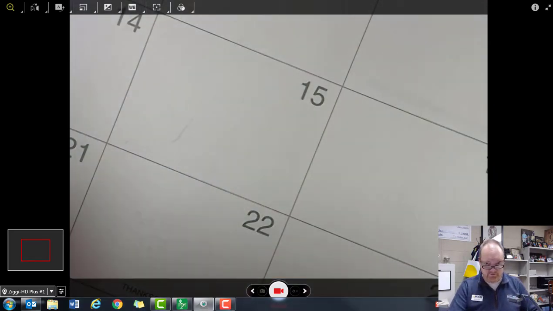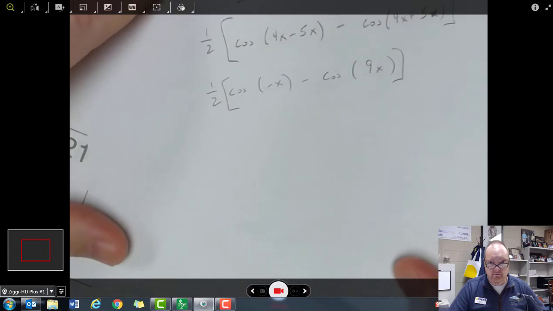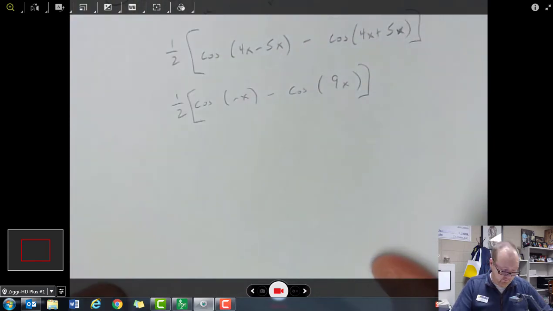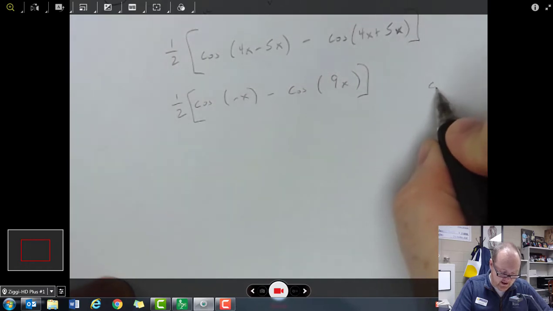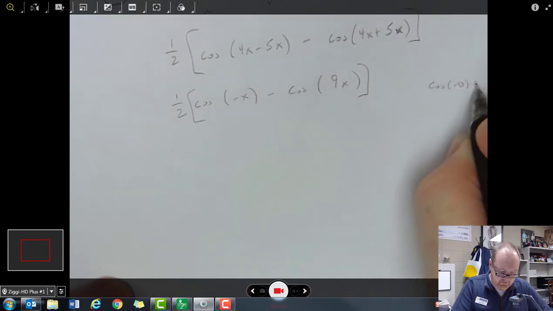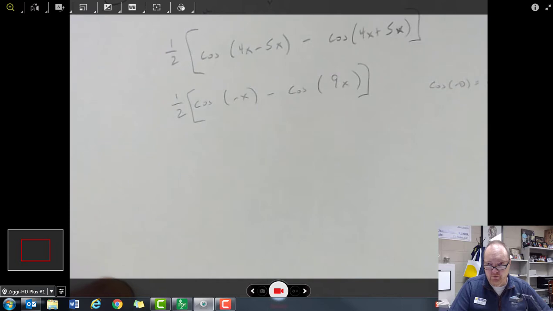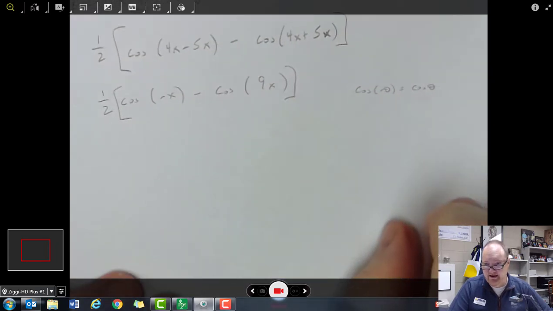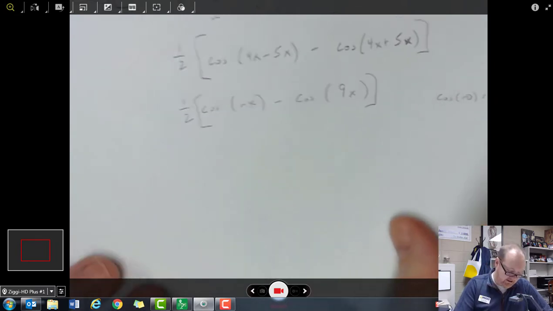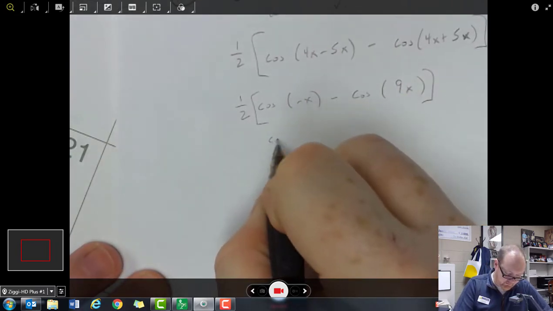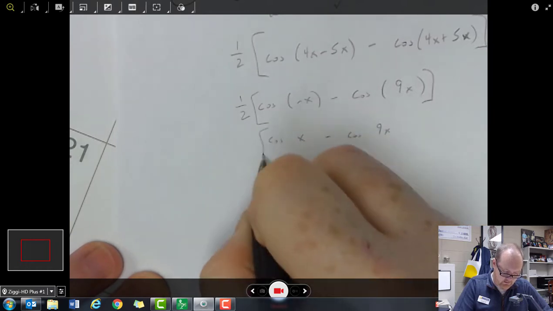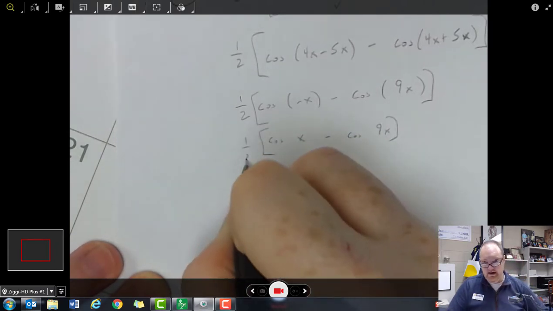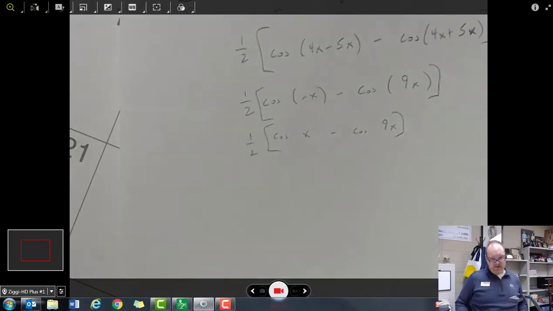And I can do a couple of things here. The first one is I'm going to make use of that negative angle identity for cosine. That was the tricky one, or the one most students don't see. The cosine of a negative angle is the same value as the cosine of the positive. So I can actually make that into just cosine x. And I still have a 1/2 times all of that.